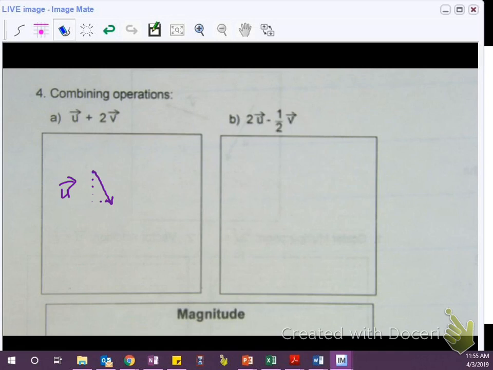Now it's twice V. So we're going to go over 1, 2, 3, and up 1. Then we're going to do that again. 1, 2, 3, and up 1. So this is twice V. So my resultant vector is from here to there. So that is U plus twice V.